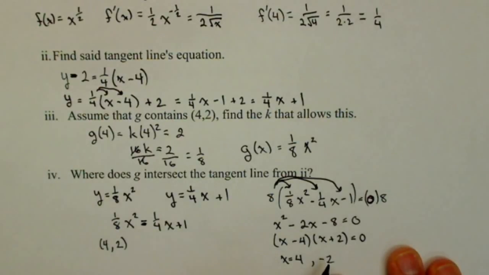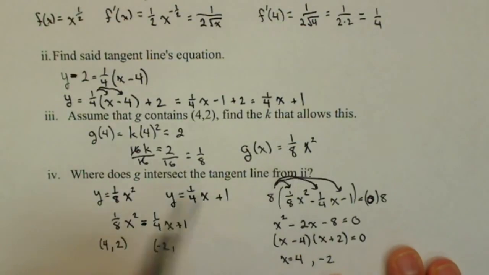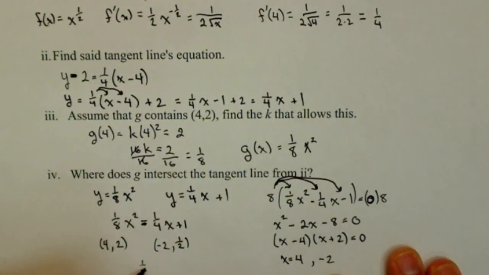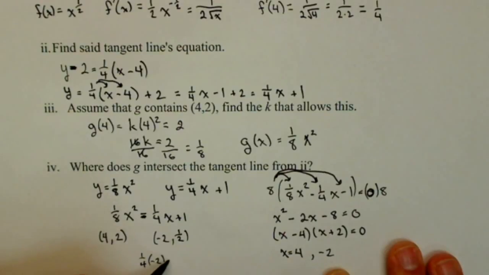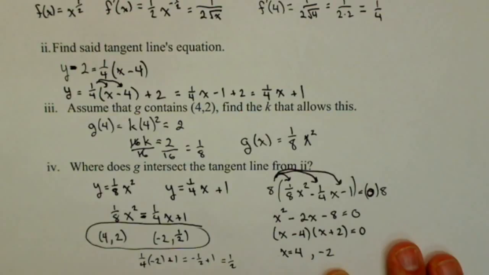Now we have another point here, at negative 2. So let's see if they also intersect at negative 2. Now if I plug negative 2 into g, I get 4 times 1/8, I get 1/2. Now to see if that's also on our tangent line, let's just write this down here. 1/4 times a negative 2 plus 1 is negative 1/2 plus 1, or 1/2. So we have two places where our tangent line intersects this quadratic.